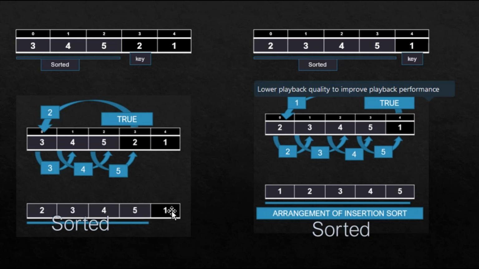Proceed tayo sa next key, na kung saan ito na mabubuo yung arrangement ng numbers natin. So 1, compare ulit natin sa sorted elements. 1 less than 2 is true. So 1 will be inserted into index 0. Then 2 will move into index 1 kasama ng mga sorted elements. So ito na yung result ng arrangement natin. And nagkasunod-sunod na sila, which is 1, 2, 3, 4, and 5.